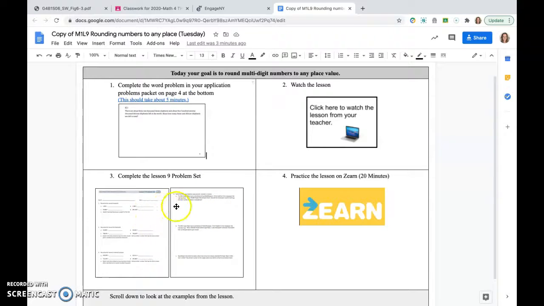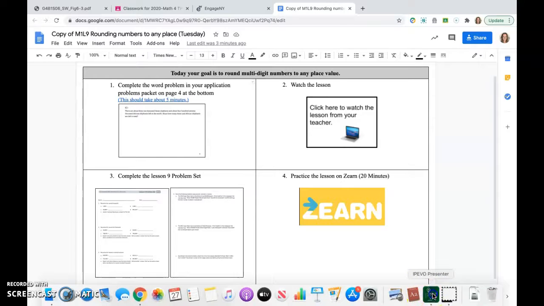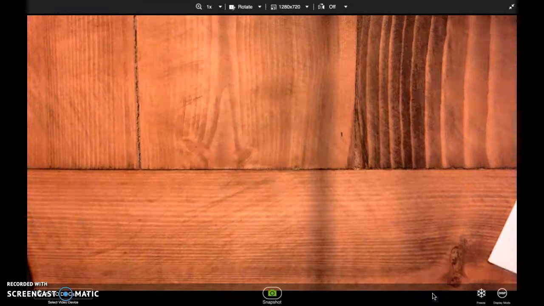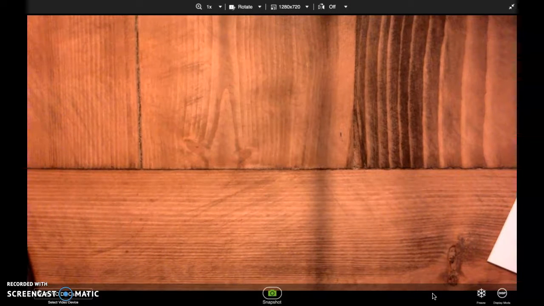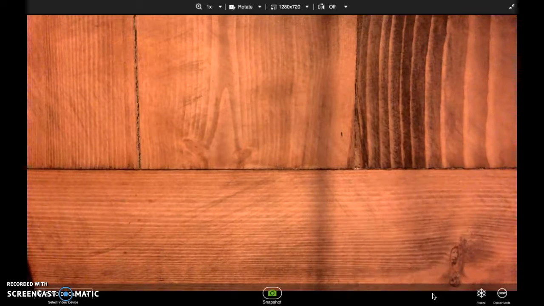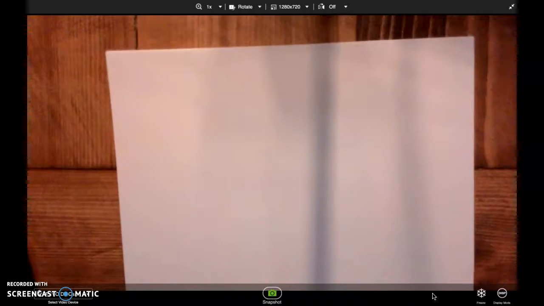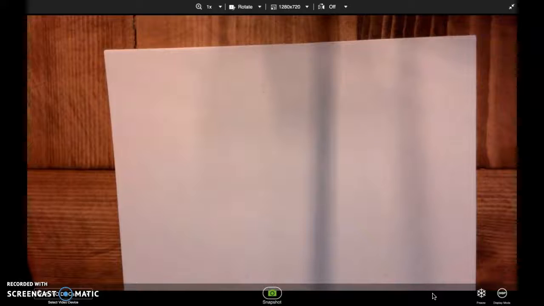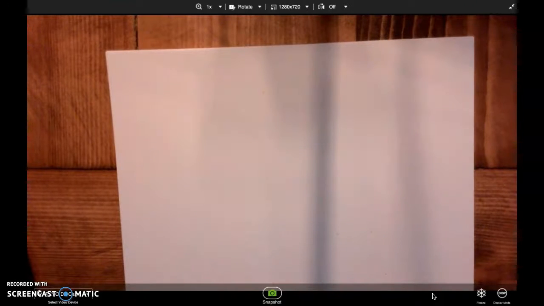You will need the lesson 9 problem set, which looks kind of like this, a pencil, and you might want to have your whiteboard marker and eraser. All right, let's get started. I'm going to use blank paper for this, but you could use your whiteboard if you wanted to, or scrap paper to practice. Whatever is easier for you and most comfortable for you. I'm also going to use marker just because it's easier for you to see in a video than anything else.